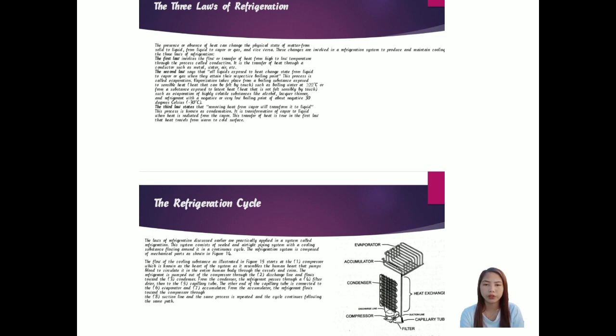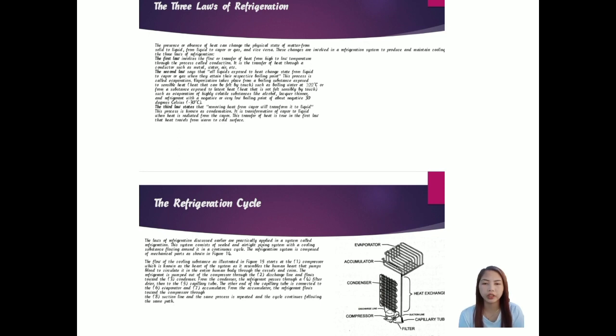And the three laws of refrigeration. The first law is the transfer of heat from high to low temperature. In a refrigerator, there is a switch at the back, so you can control whether to set the refrigerator to high or low. The second law is to expose the heat to change state from liquid to vapor or gas when they attain their respective boiling point, producing 100 degrees Celsius from the substance exposed, and that is latent heat.